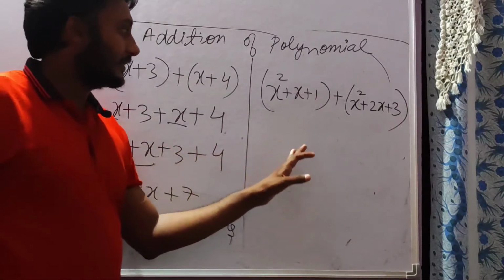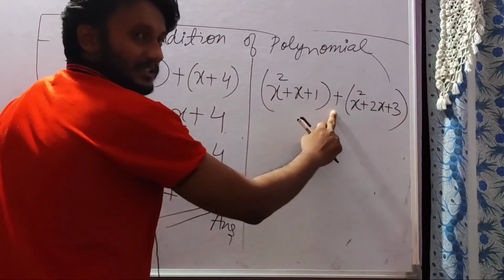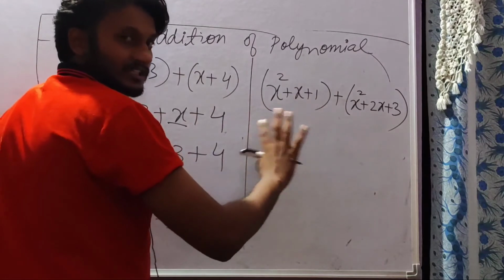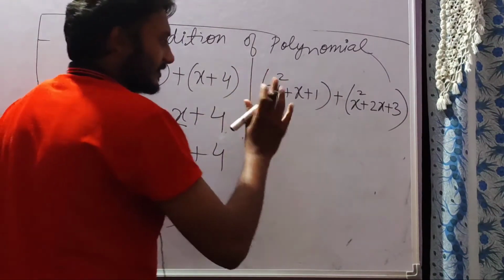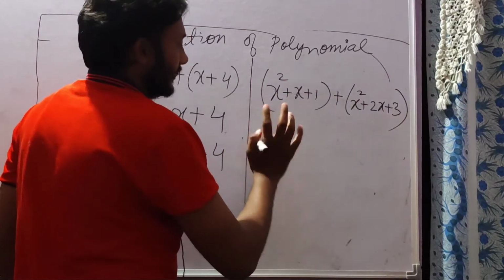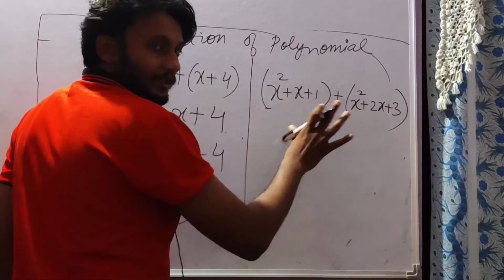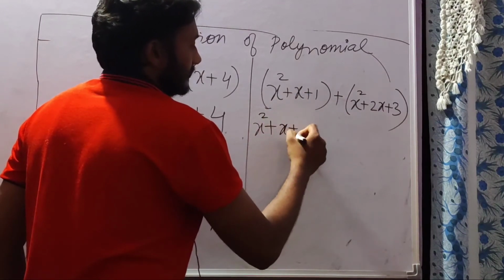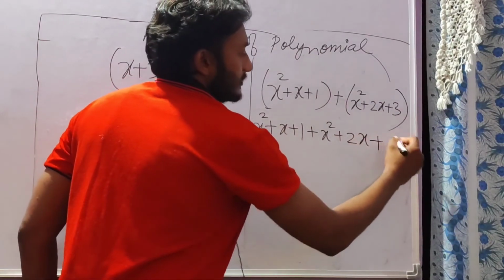I have taken one more example here, with some powers. Here also plus sign is there, so directly we can open the bracket. There will be no change in sign, sign में कोई change नहीं होगा. ठीक है, प्लस है तो डरने की कोई बात नहीं. It is very easy. In case of minus only, you have to take care of sign. In the plus, no need to take any tension. So what we will do? x square plus x plus 1 plus x square plus 2x plus 3.